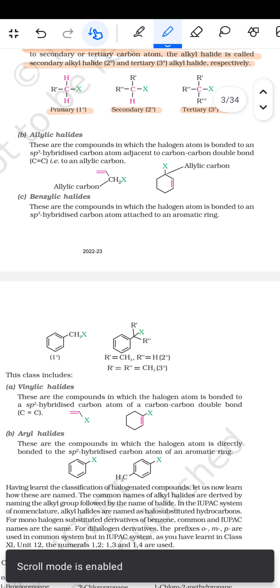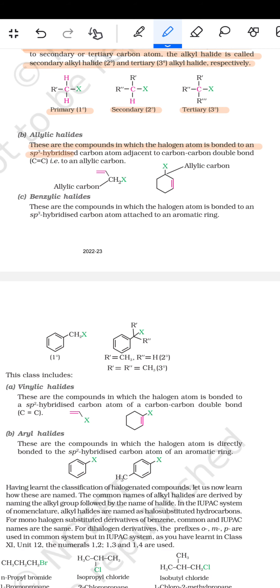Then allylic halides. These are the compounds in which the halogen atom is bonded to an sp3 hybridized carbon atom adjacent to the carbon-carbon double bond. That means an allylic carbon. So this is an allylic carbon, and this is an allylic carbon, and this one too we will call an allylic carbon. After that come benzylic halides.